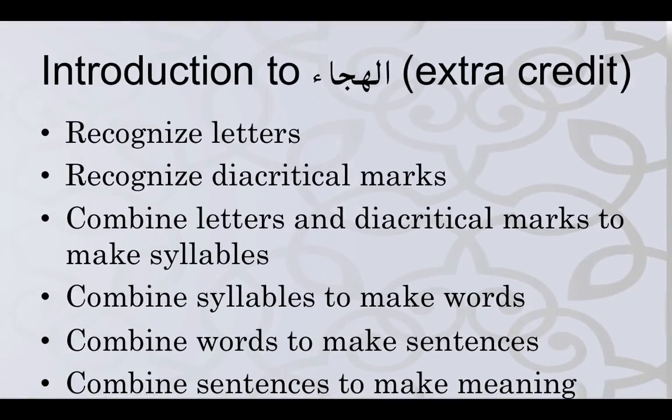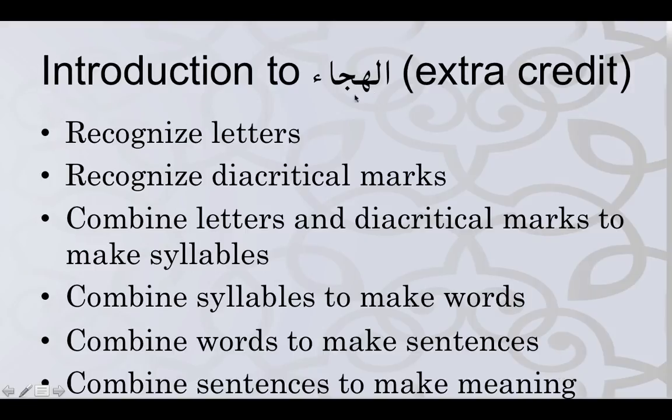We're going to learn, and this is extra credit. I'm giving you an introduction. But we are going to do a lot more detail on how to do hijja. We've already done how to recognize letters in the Arabic language. We're starting to learn how to recognize diacritical marks. Al-hijja means to spell things out in the Arabic language. When we go into details of how to combine letters and diacritical marks to make syllables, then we're going to combine syllables to make words, and eventually words to make sentences, and then sentences will combine to make meaning, and meaning makes language.